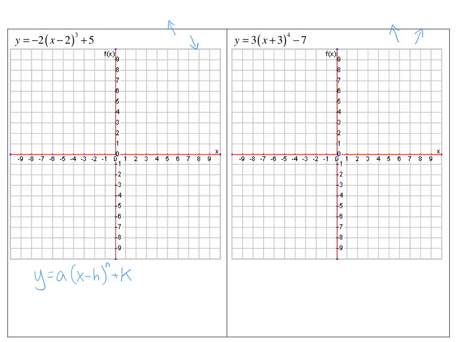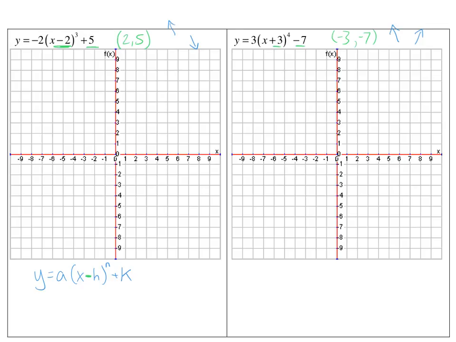Next, we want to talk about HK. HK is a very important common thing. So what is HK here, and what is HK here? Well, for the first one, that's your h, that's your k, but remember, it's the opposite of h. So my HK is really going to be 2, 5. Remember, it's always the opposite of the one next to the x. So for the next one, it's going to be the 3 and the negative 7, but the 3 is the opposite, so it's negative 3, negative 7. So those are our HK. Those are important points on the graph.